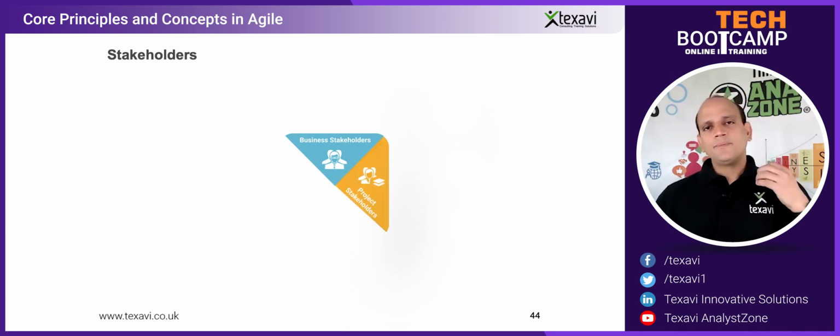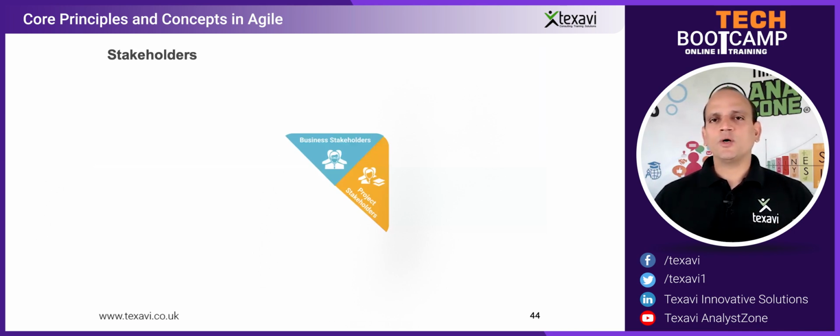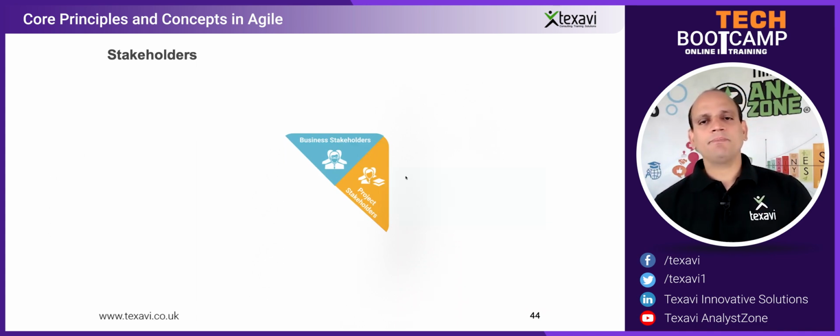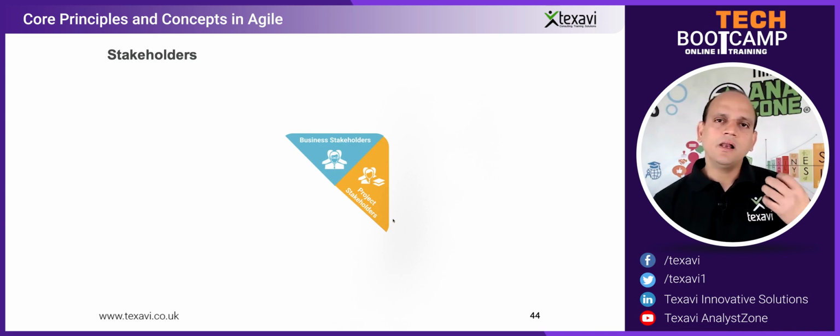And then the project stakeholders are the people who actually run the project, who ensure that the project is on track. These are people like the project manager, the program manager, then the portfolio manager. Essentially, all of these would look at and address the aspects of the project.